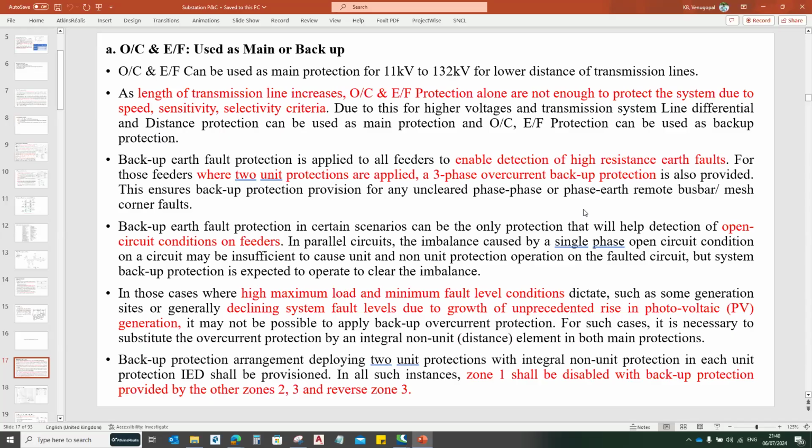In those cases where high maximum load and minimum fault conditions dictate, such as some photovoltaic generation, it may not be possible to apply backup overcurrent protection. For such cases, it is necessary to substitute the overcurrent protection by integral non-unit protection in the main protection.